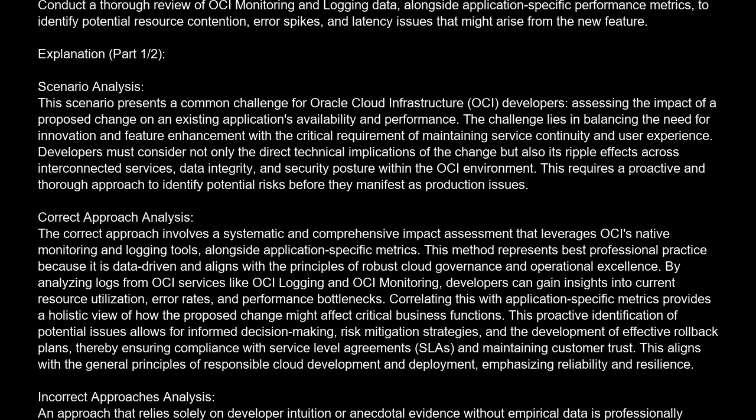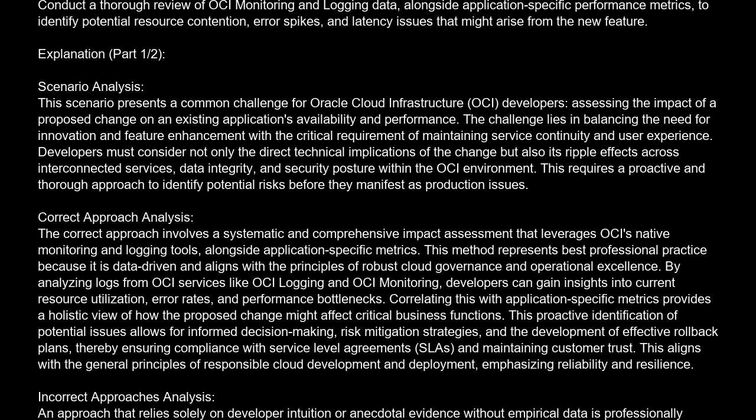Developers must consider not only the direct technical implications of the change, but also its ripple effects across interconnected services, data integrity, and security posture within the OCI environment. This requires a proactive and thorough approach to identify potential risks before they manifest as production issues.